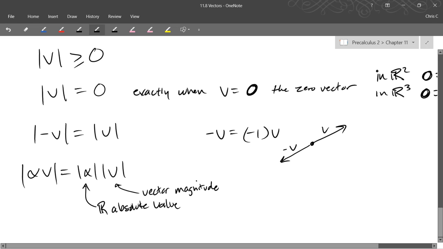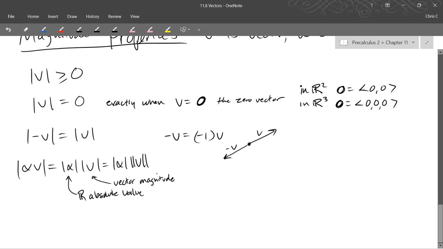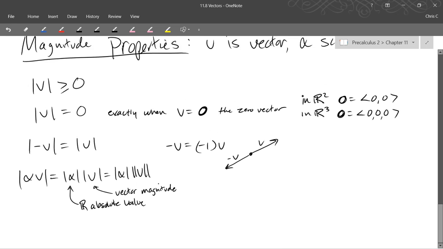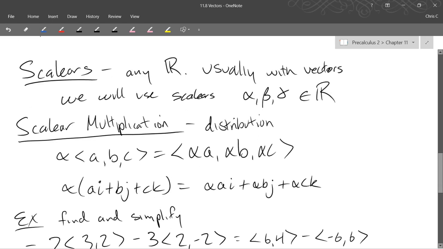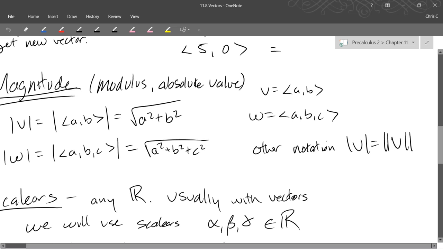Some places, I don't think our book does this, the old textbook we used to use, used a double bar for magnitude, which you're welcome to use if you want to. That way, when you see alpha next to the magnitude of V, it's obvious which one's absolute value and which one's magnitude. So where did I write the original magnitude? Right there. So other notation: you might see a double vertical bar for magnitude. If that works better for you for magnitudes, you can go for it. I can read it both ways.